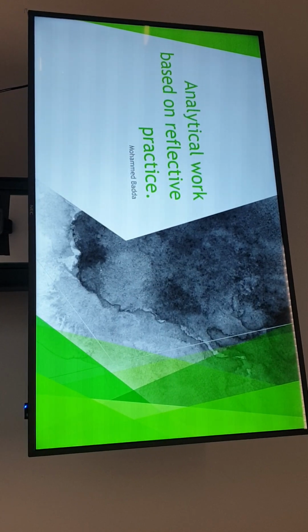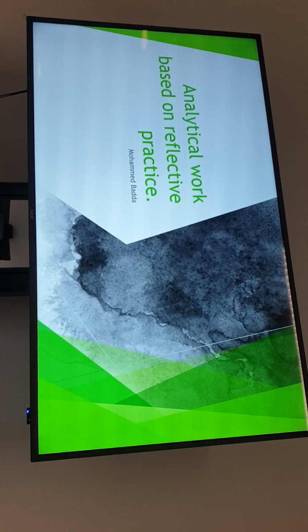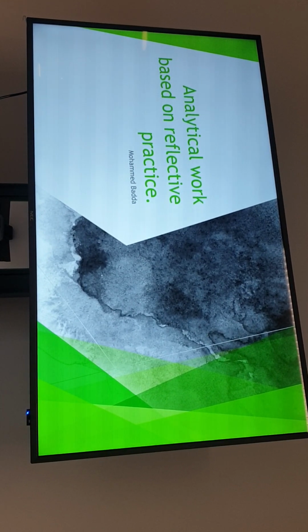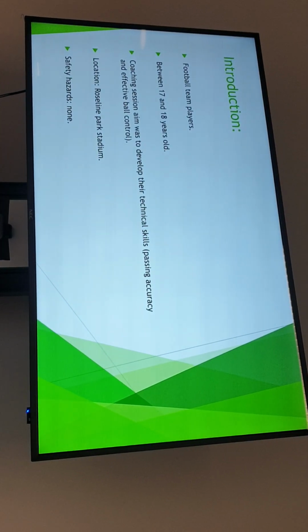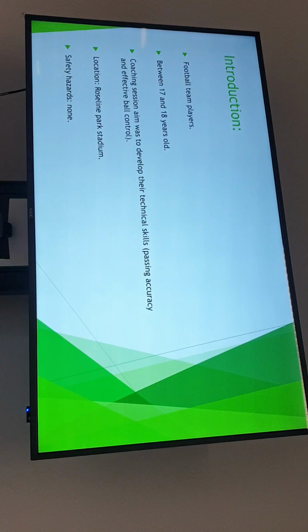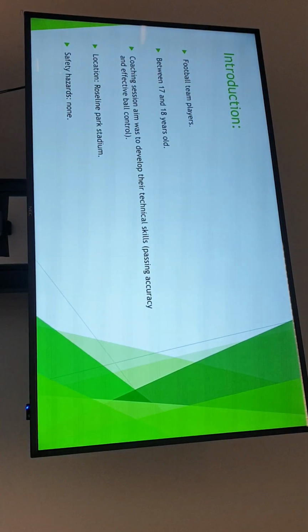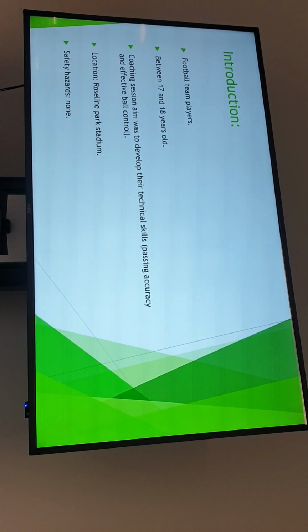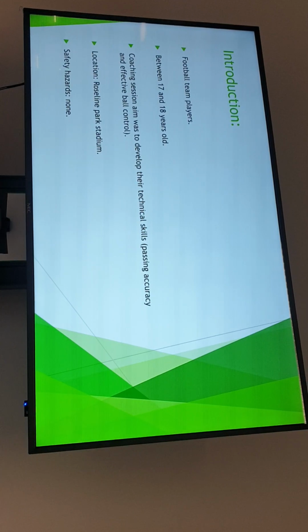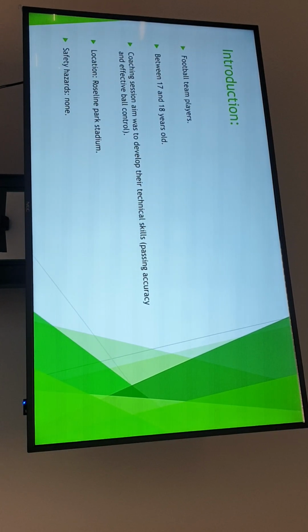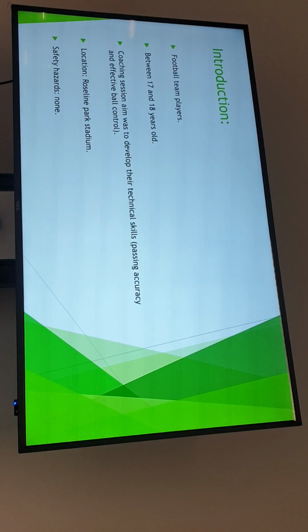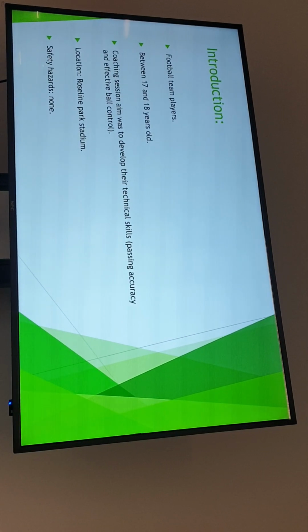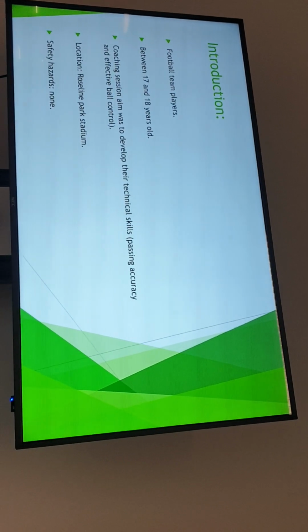So today's presentation will be a reflective practice of my coaching session that I did with the football team players. There were 4 players, aged between 17 and 18 years old. The coaching session aim was to develop their technical skills, passing accuracy, and effective ball control. Location: Roslyn Park Stadium. Safety hazard: none.